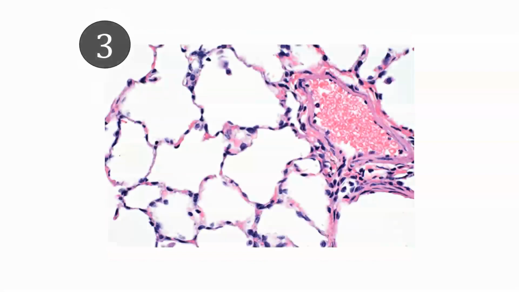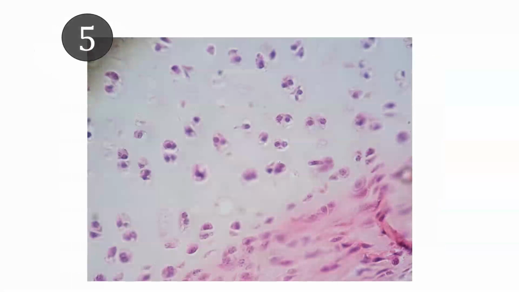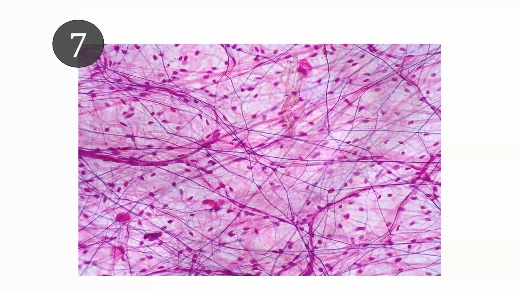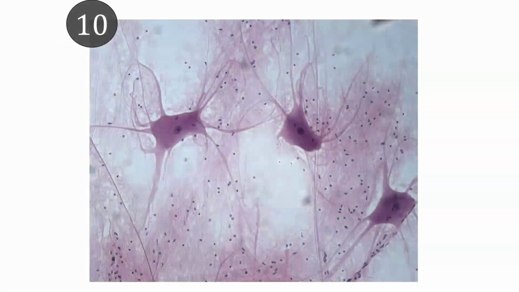Here we have simple squamous epithelium. Remember the really thin cells here that are only one layer thick. Here this is compact bone. This is cartilage. Here we have stratified squamous. This is areolar connective tissue. Here's cardiac muscle, adipose tissue, nervous tissue, the neurons and the glial cells.